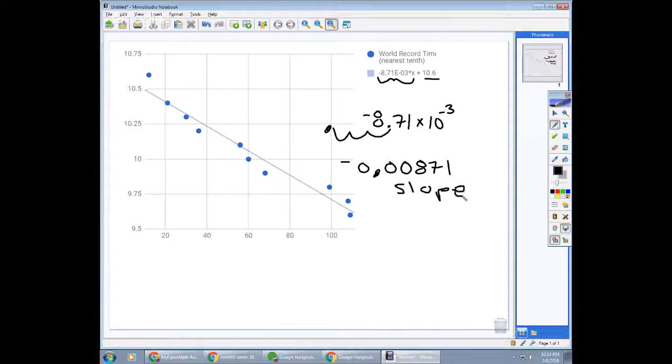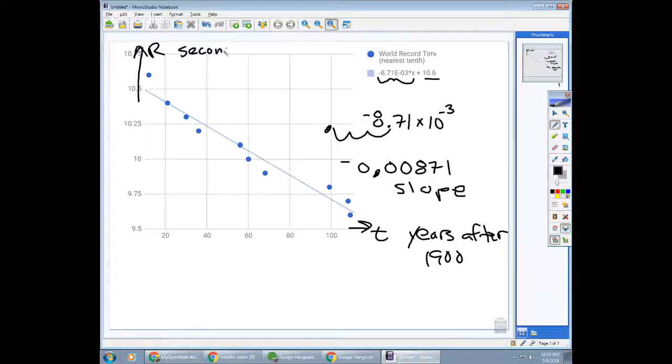Okay, before I hit continue, can somebody help me out? So this axis right here is T, and that's, again, years after 1900. And this is R, and that's the world record in seconds, which is time for the 100-meter dash.